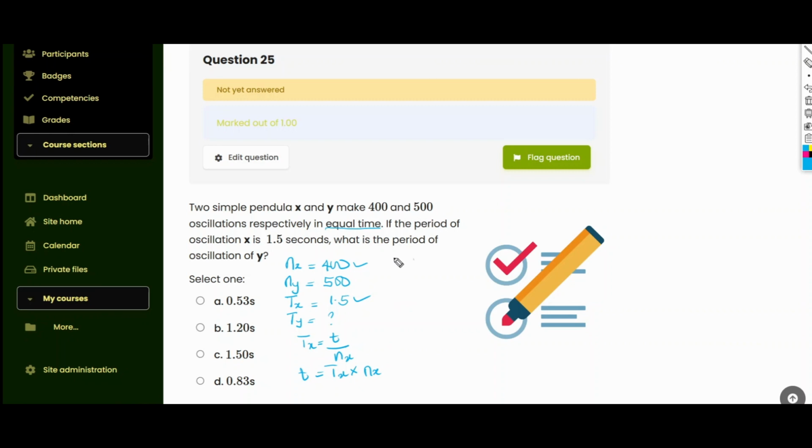So what is our time? The time is equal to 1.5 times 40. So that will give us about 60. Since it takes the same time, TY is going to be the time over the number of oscillations for Y. So 60 over the number of oscillations for Y, 50. That will give us 1.2 seconds.